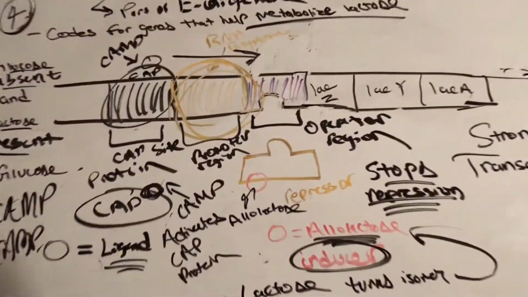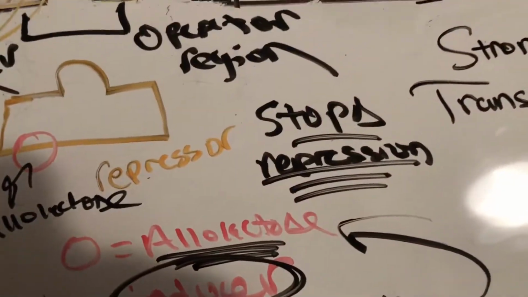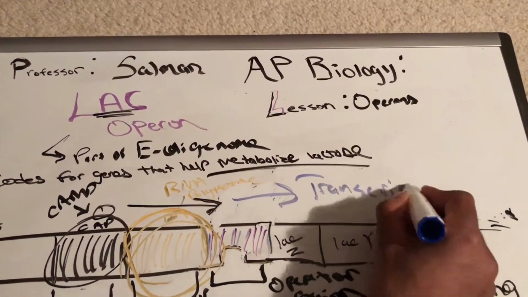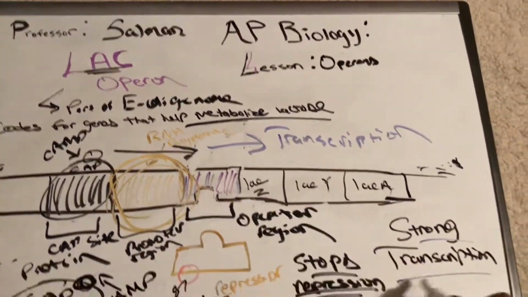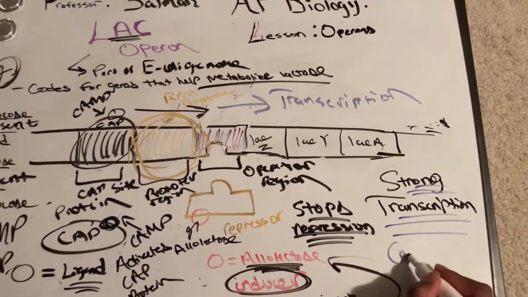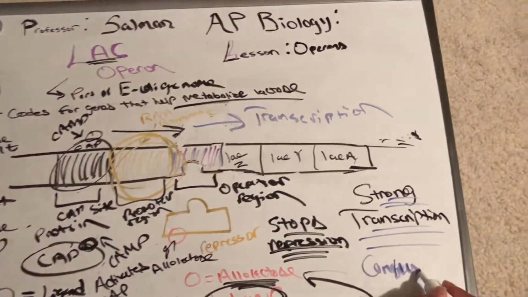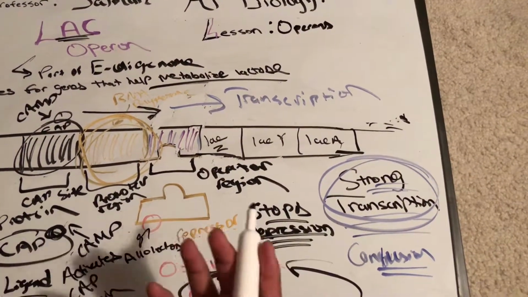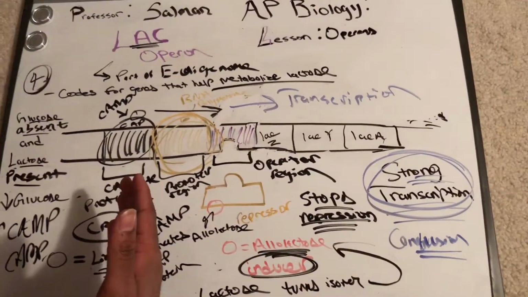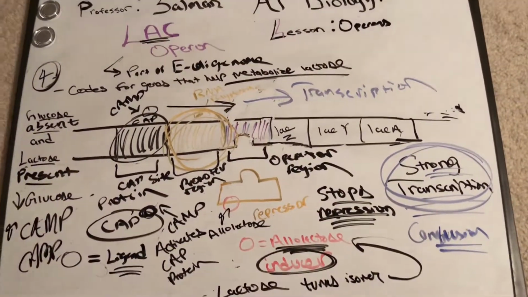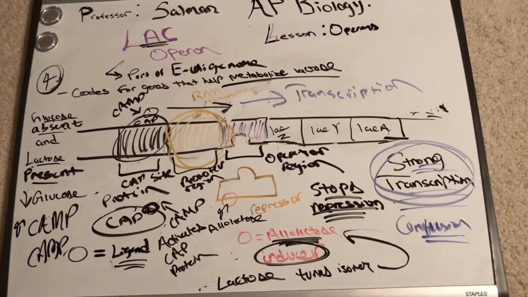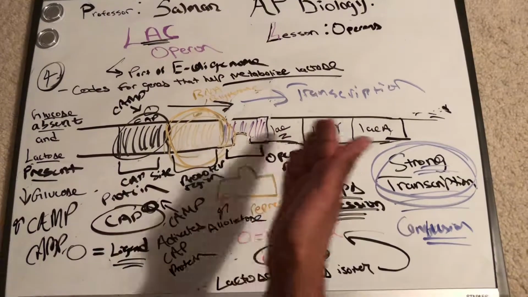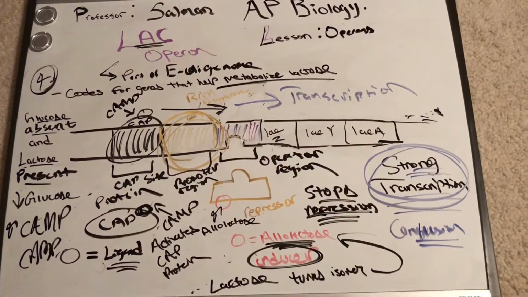And since it stops repression, what you have is a beautiful and harmonious transcription occurring. Very strong transcription. So that's what we have to get out of here. That's the conclusion. The conclusion is that we have very strong transcription occurring in this situation. And it makes sense because if you don't have glucose and you have lactose present, then you need to break down this lactose in order to get energy. And the best way to do this is to allow transcription to occur and have these genes, all of your lac genes, metabolize lactose.